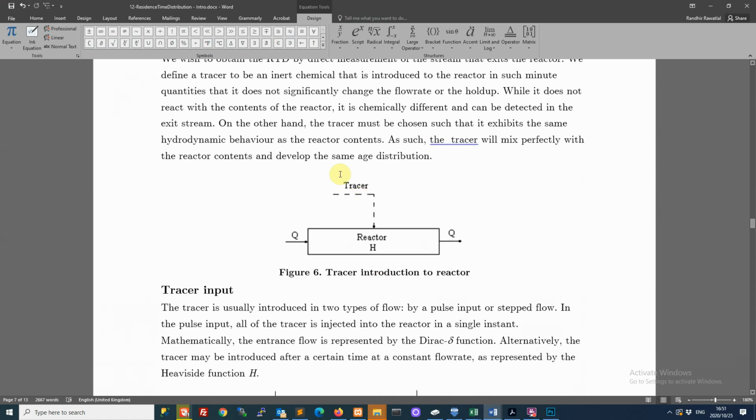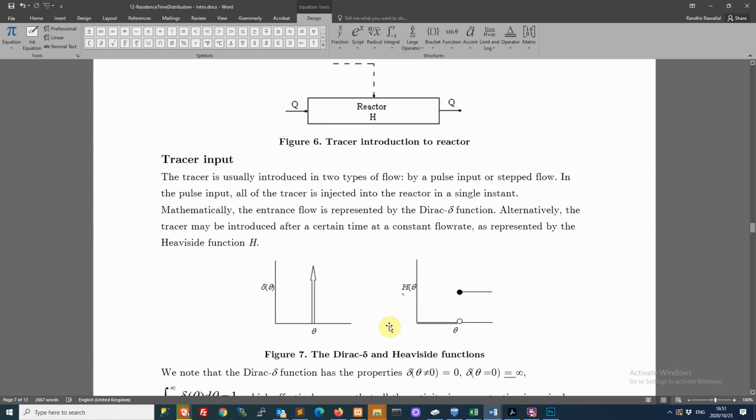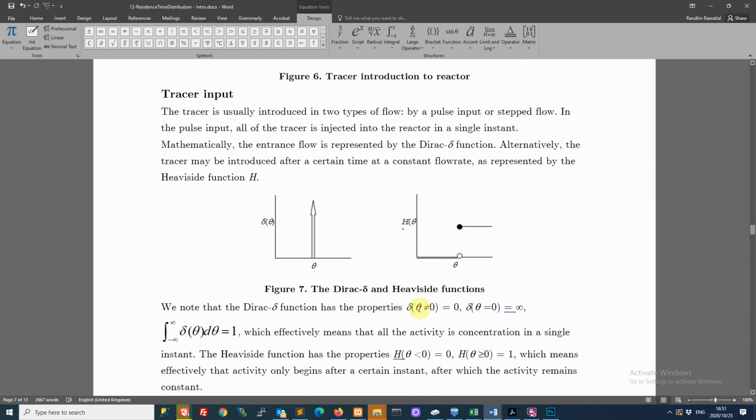Okay, so that's the concept of a tracer, and then again the tracer must be a good indicator. It must mix well, it must have the same hydrodynamics as our fluid, and then we'll be able to estimate the age distributions. And here, this is just a comment. We will meet the Dirac delta function in more detail later.